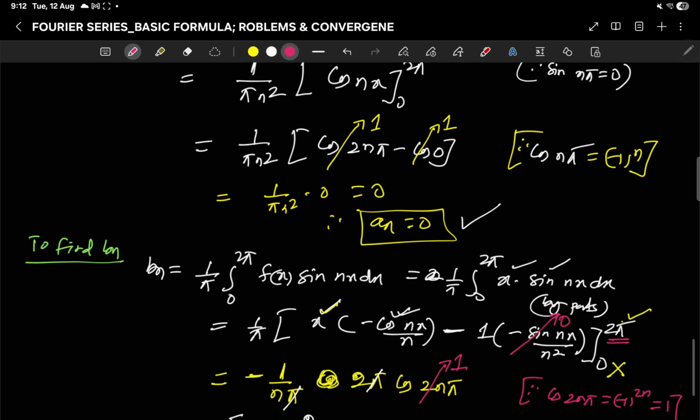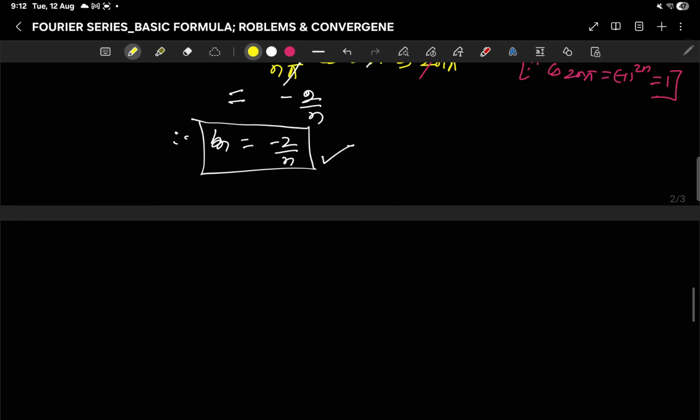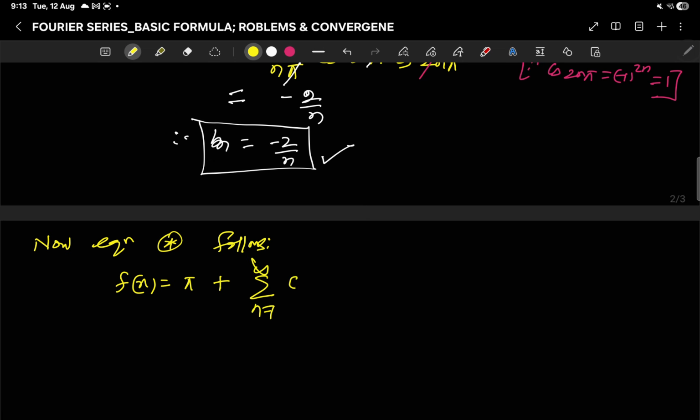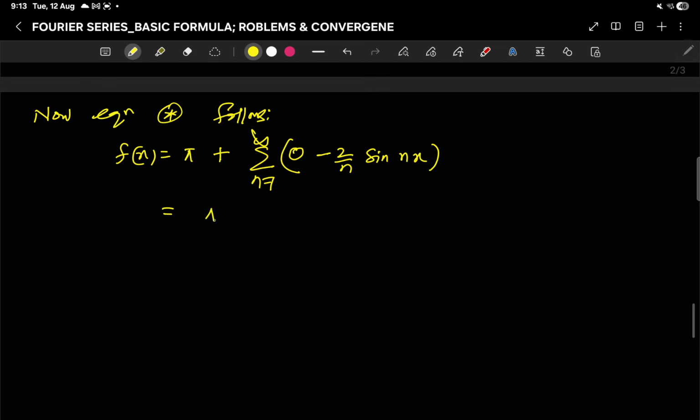Okay, now equation star follows, right? Here f(x) is equal to a0, which is pi, plus b_n. a_n is 0, summation of n equal to 1 to infinity, a_n is 0, b_n is minus 2 by n sin nx, is it not? So this is equal to pi minus summation of 2 by n sin nx.